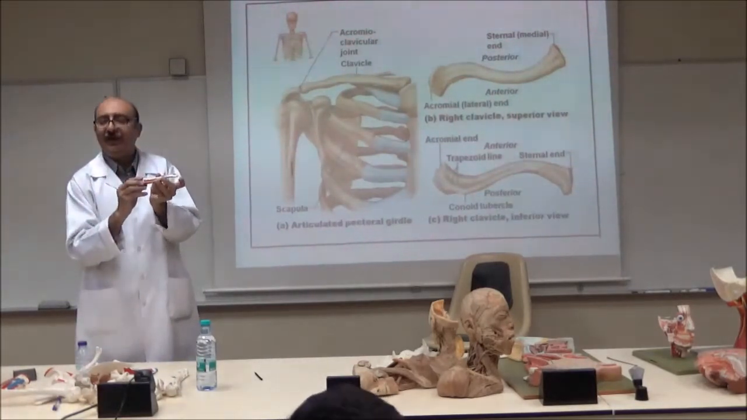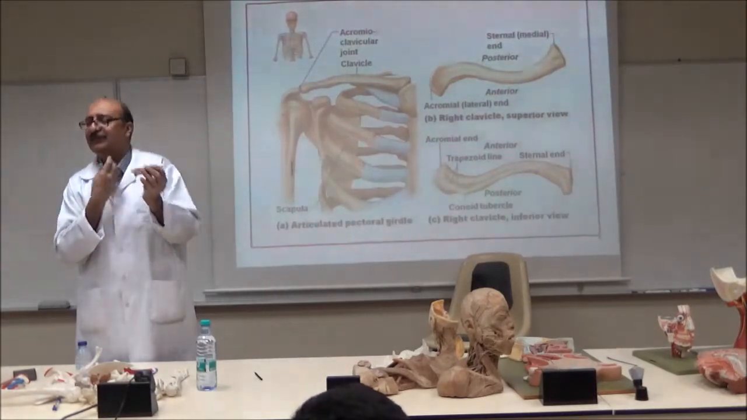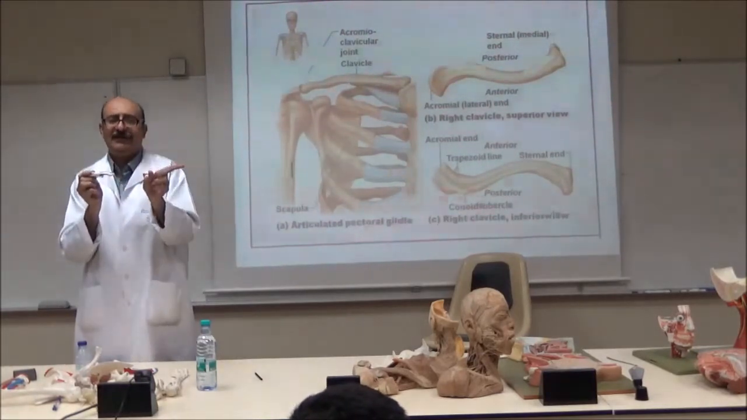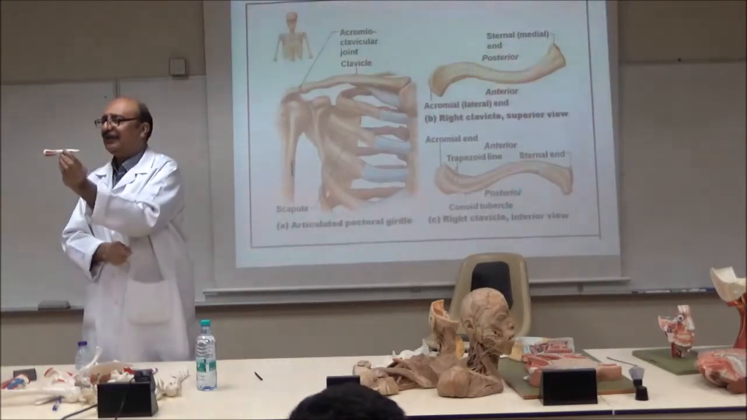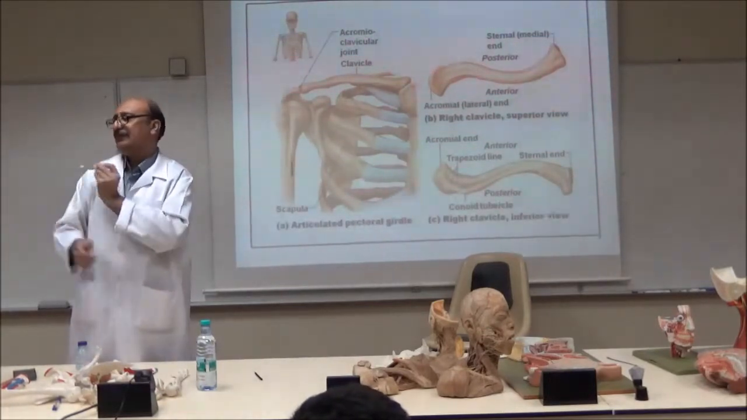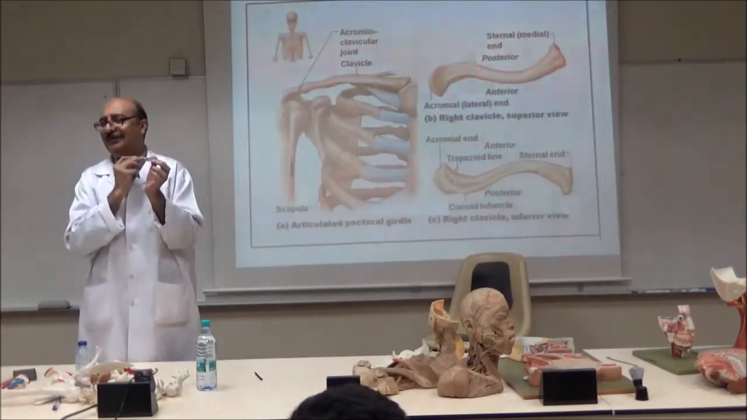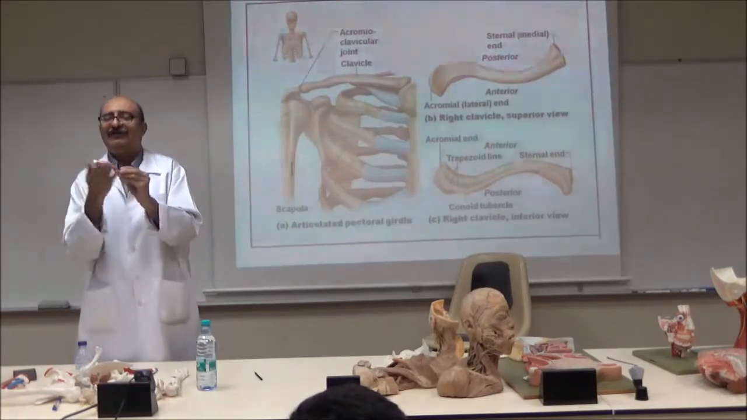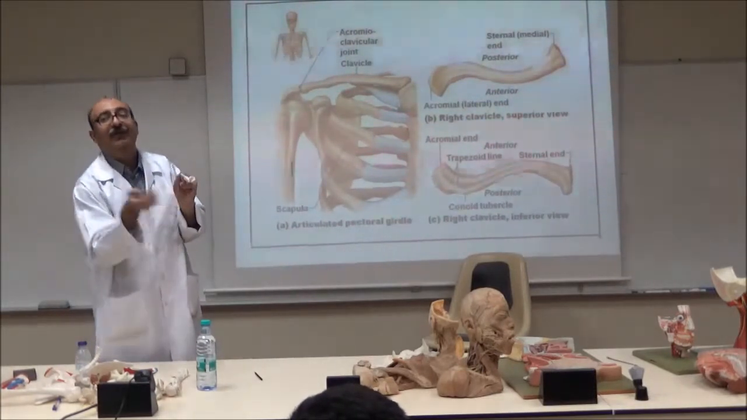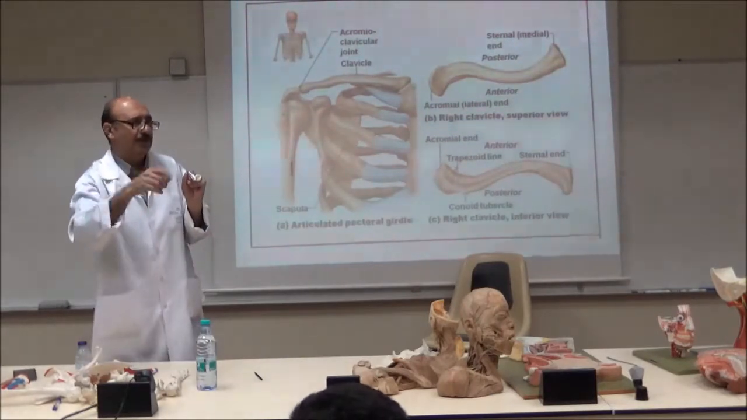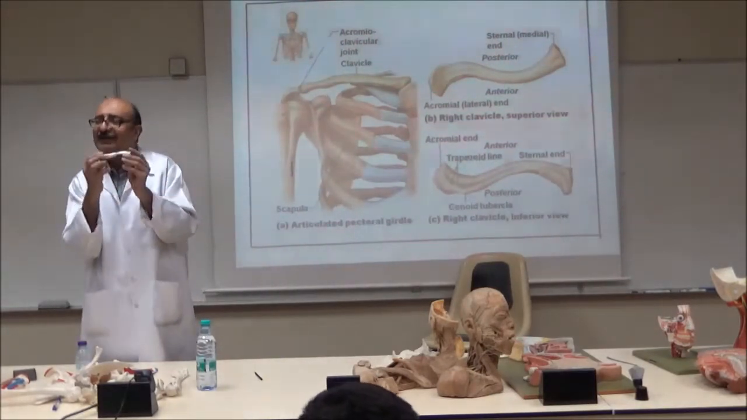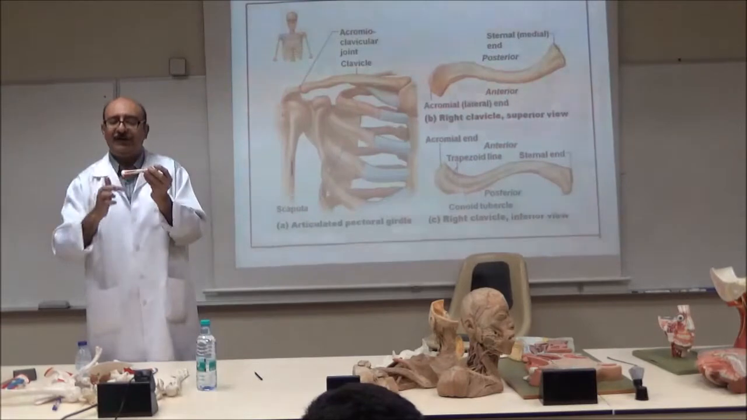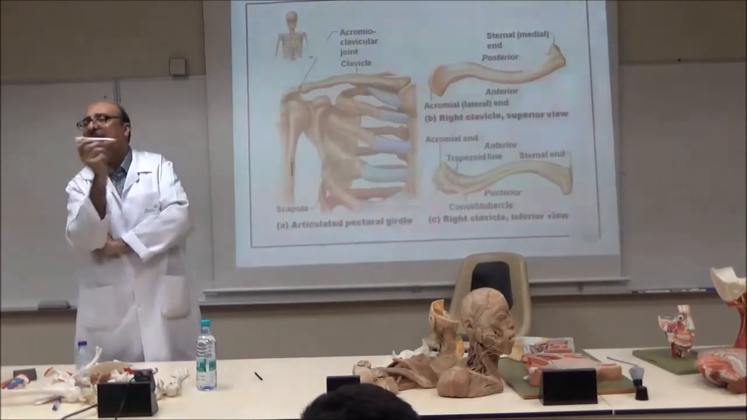The rectangular end must be on the medial side. The flat end must go on the lateral side. But if I put the bone like this or like this, it fits both sides. Then we have to see the surface. The upper surface is smooth, the lower surface has a depression for subclavius. Remember it now. Make that depression down, flat end laterally, the quadrangular end medially, and you find the bone right or left.